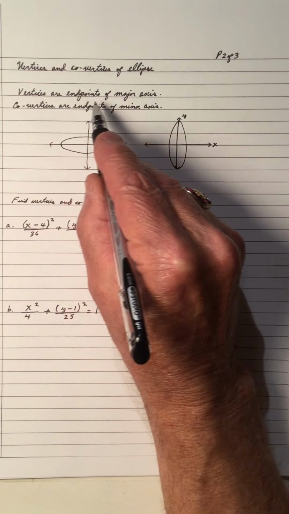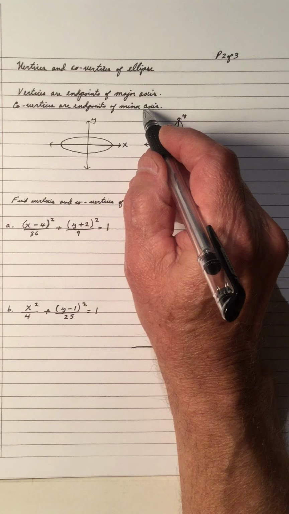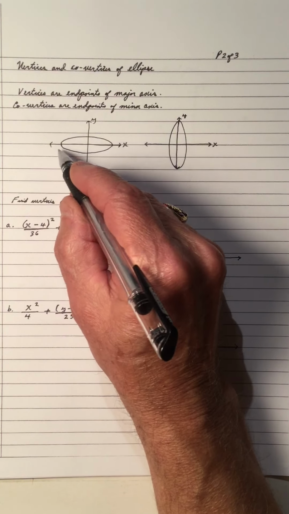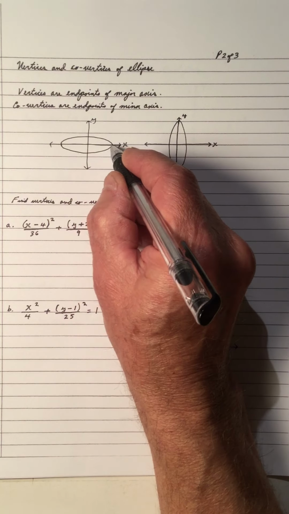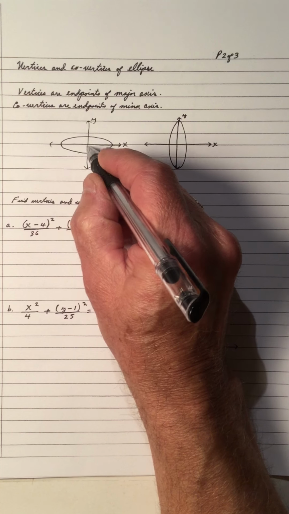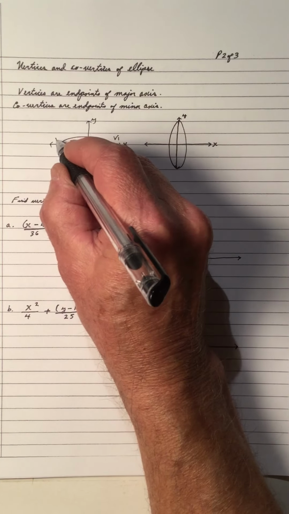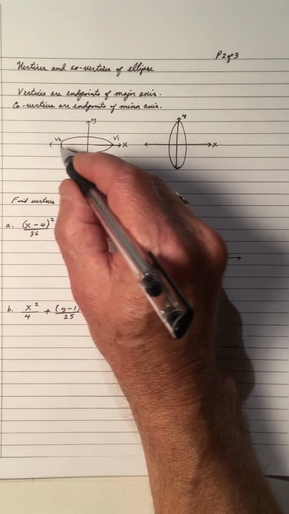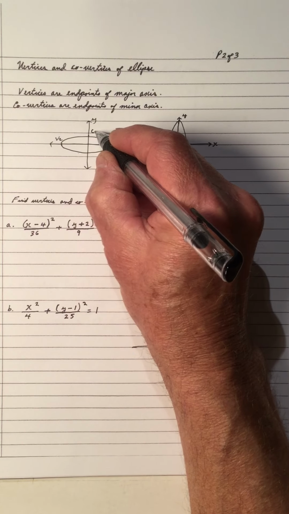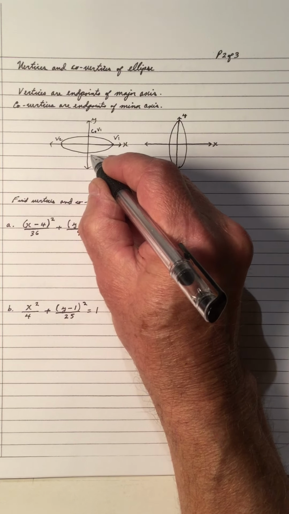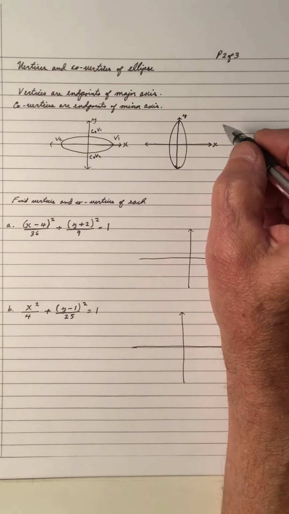The vertices are the endpoints of the major axes. The co-vertices are the endpoints of the minor axes. So in this ellipse here, which is oval, the major axis is horizontal, longer, and the minor axis is the vertical. So the vertices, you call it V1 and V2, are at the endpoints of the horizontal axis, the major axis. And I'm going to say co-vertices 1 and co-vertices 2 are at the endpoints of the minor.